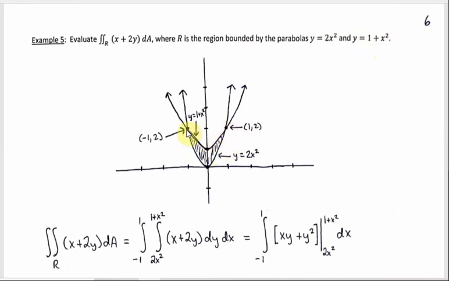You sub in negative 1, you get 2. So then 1, 2, and negative 1, 2, those are the points where the parabolas are going to intersect. So it's this shaded in region here, underneath 1 plus x squared and above 2x squared.